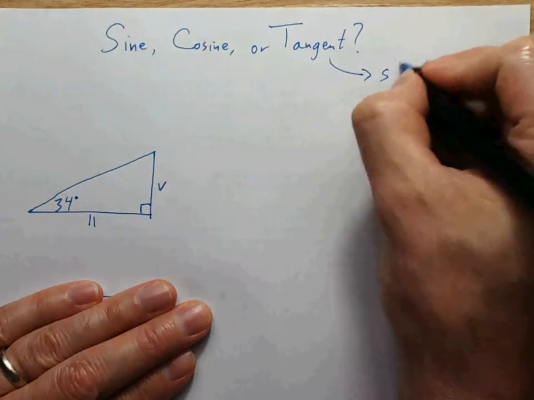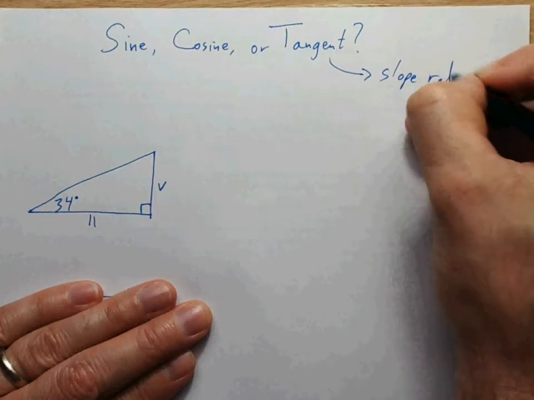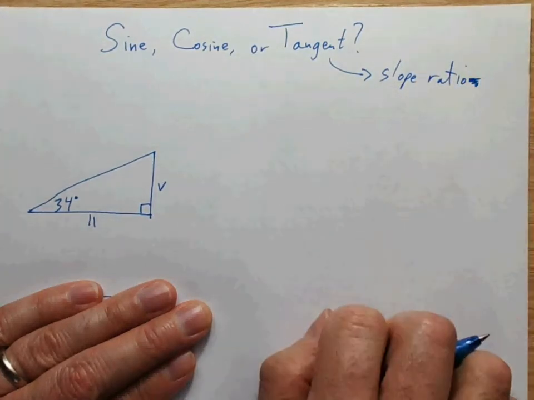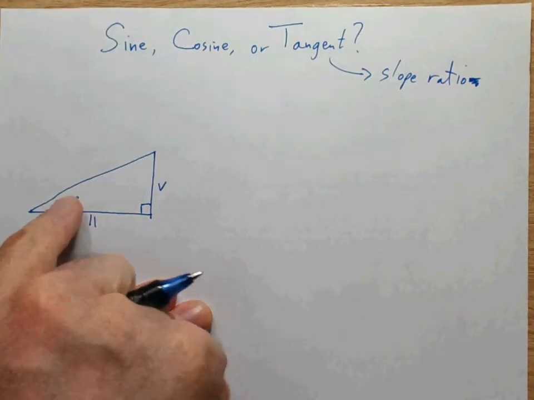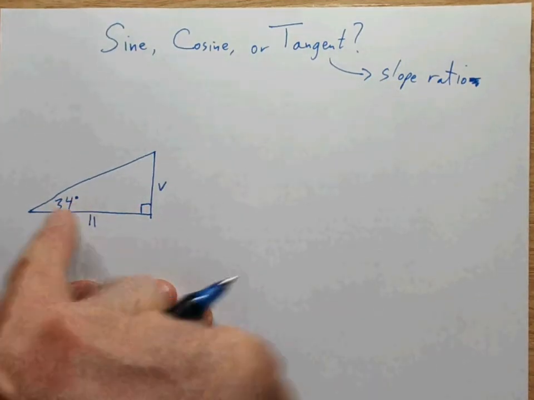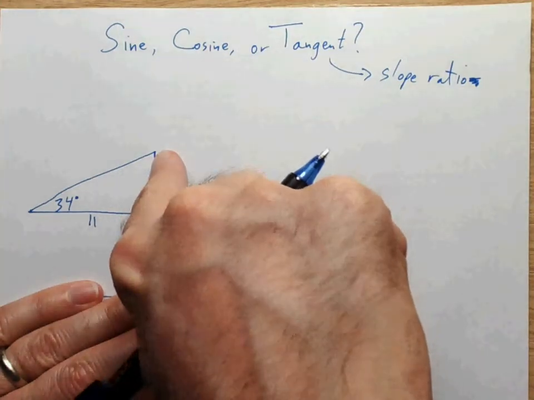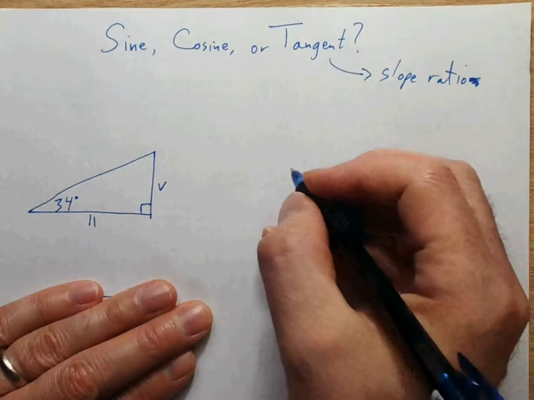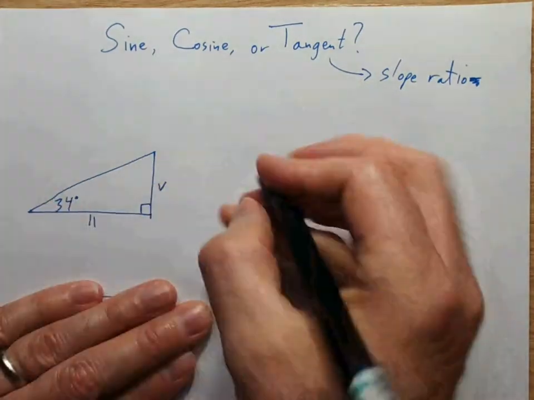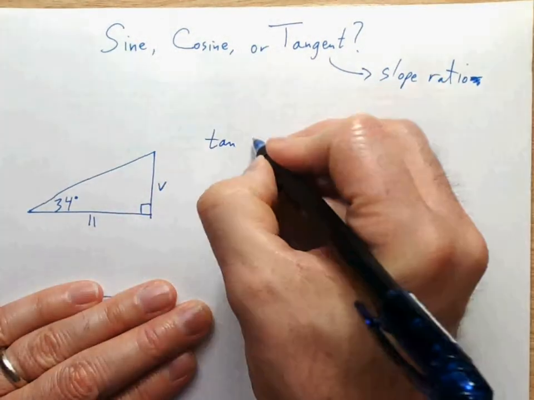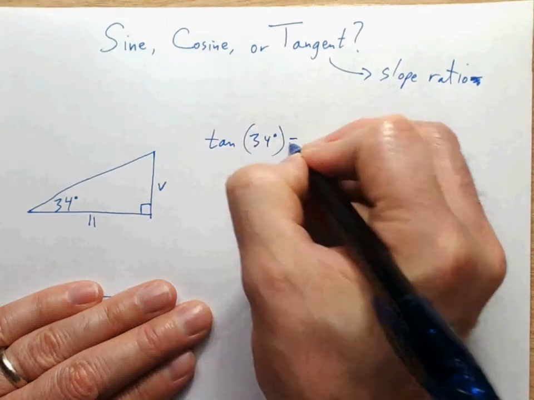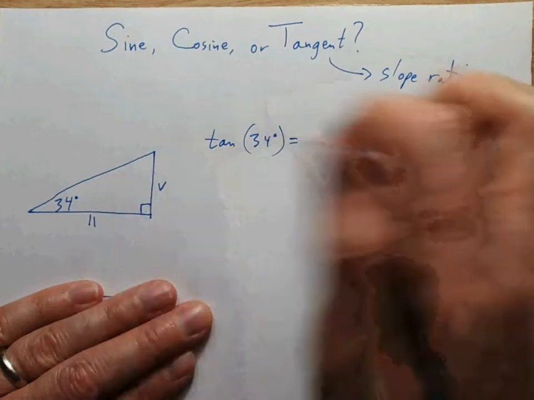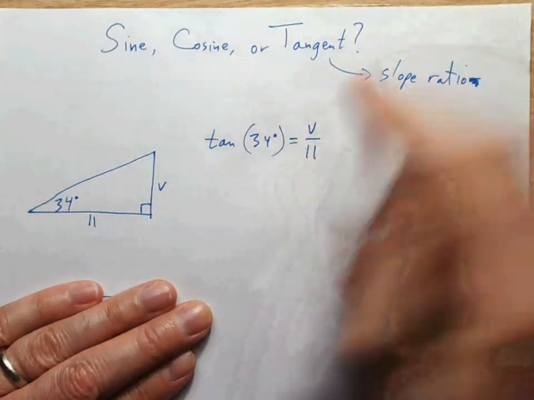the slope of the line with this many degrees. So it's up v over 11. So that means that the tangent of 34 degrees is the rise over the run, the up over the right, the v over the 11 in this case.